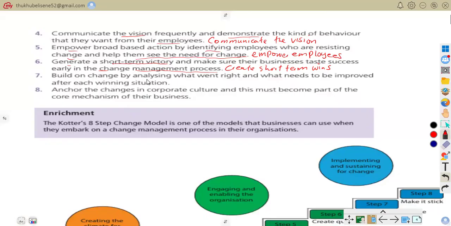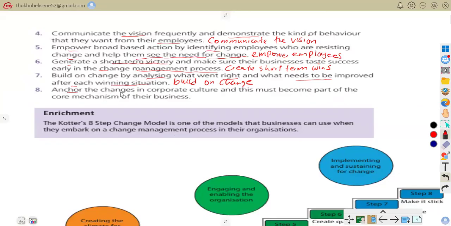Build on a change by analyzing what went right and what needs to be improved after each winning situation. So you build on change. Here we are saying build on change. Meaning to say, improve and continue after success. So that is that.